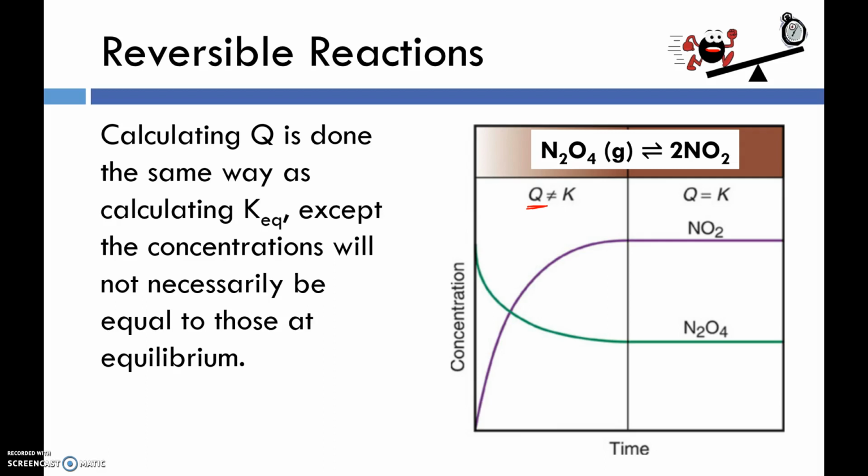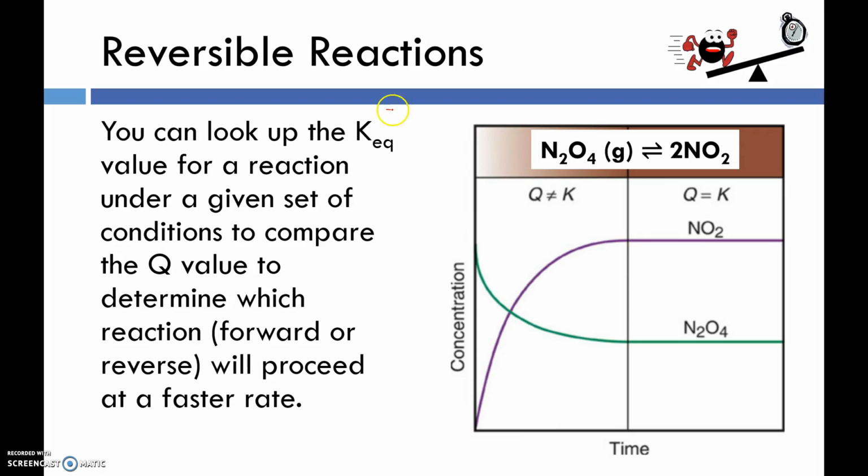Remember, K is for systems that are already at equilibrium. That's why we call it the equilibrium constant. We know we are over on this side of this chart where the concentrations are constant, the rates are equal, and we're at equilibrium. With Q, you can kind of think of it as we are questioning if this system is at equilibrium. So the concentrations that we have are not necessarily equilibrium concentrations. We're trying to figure out if the system is at equilibrium.